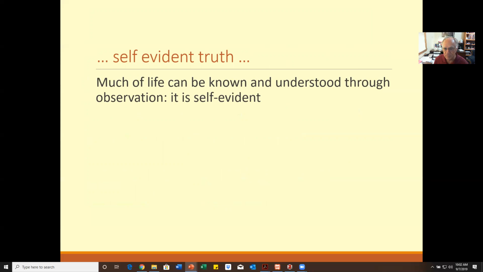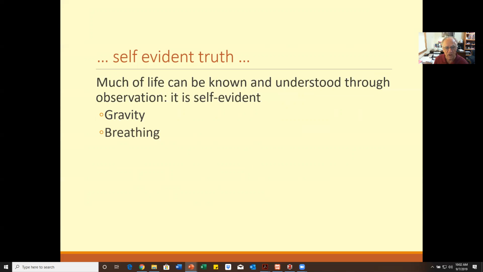Today even postmodernists reject self-evident truth. They tend to make it up. It's very contradictory. The founders believed in self-evident truth, that much of life can be known and it can be understood through observation. It's self-evident. Think of gravity. If you were to drop your pencil right now, what would happen? You know it would fall to the floor.